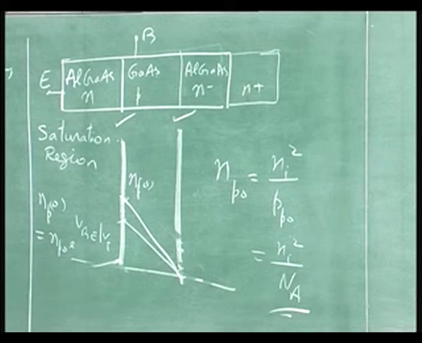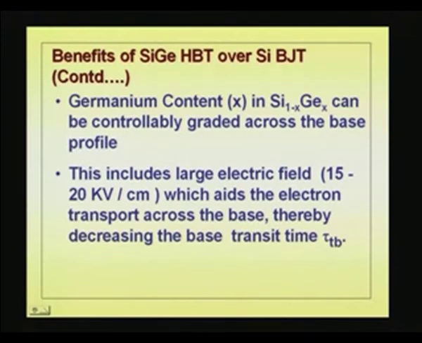So, from 10 gigahertz you may go to 100 gigahertz. People go that. 100 gigahertz is not a joke, it is a reality. It is not a myth. People have reported 100 gigahertz silicon germanium transistors, HBT. One of the reasons is this. You can introduce that. I will just quickly go through the analysis of this.